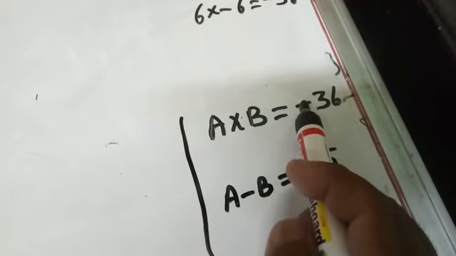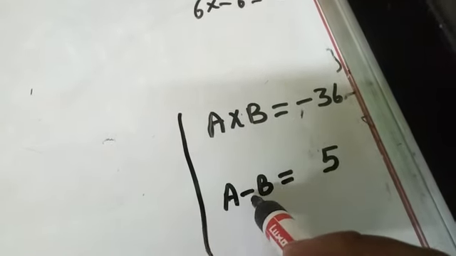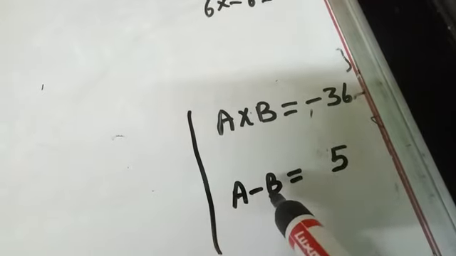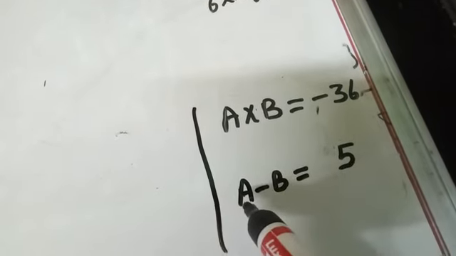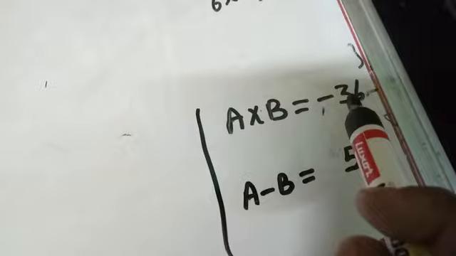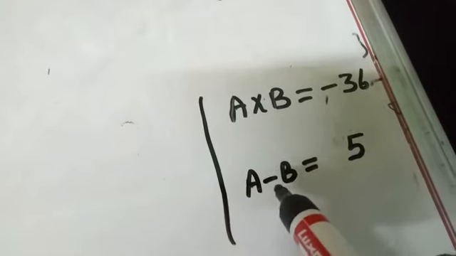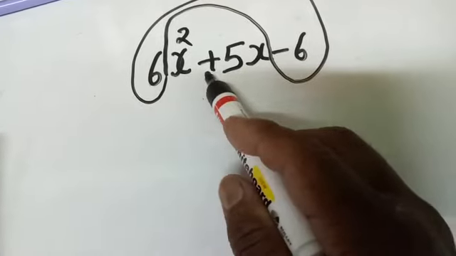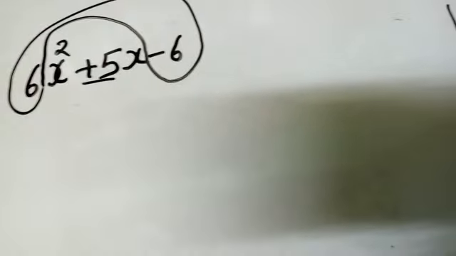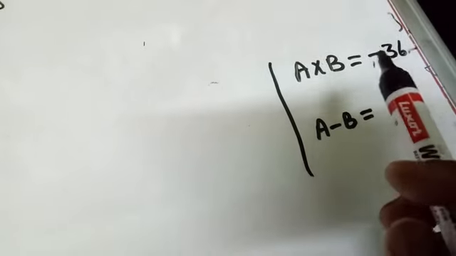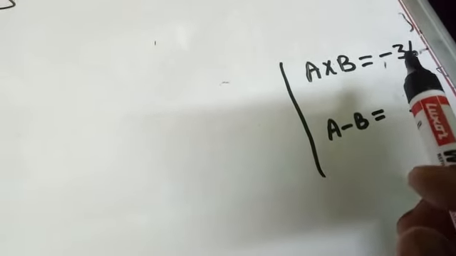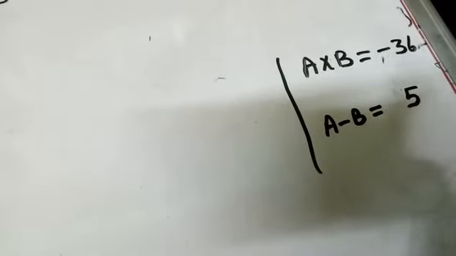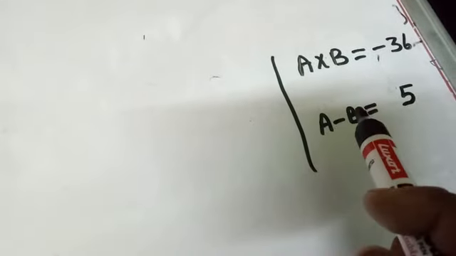of these two numbers, because if there is a plus sign, then we have to add, and if there is a minus sign, it means we have to subtract. So here the product of the two numbers should be equal to minus 36, and the difference of those two numbers should be equal to this number, which is plus 5. We know there are many factors of 36, but we have to take only those numbers which satisfy both these conditions.